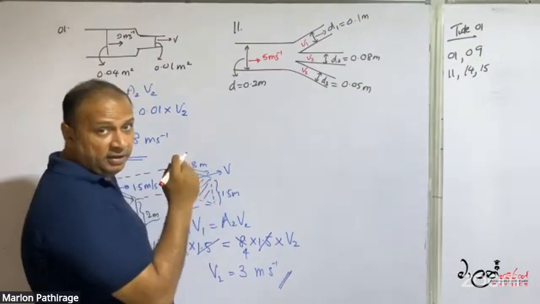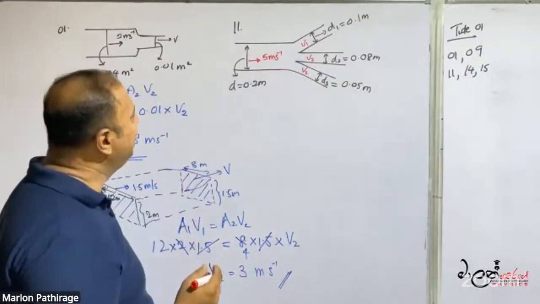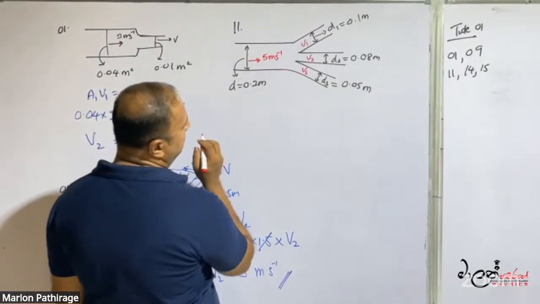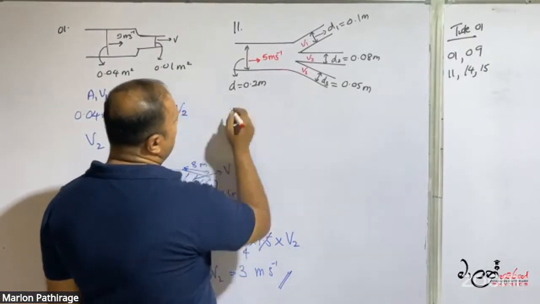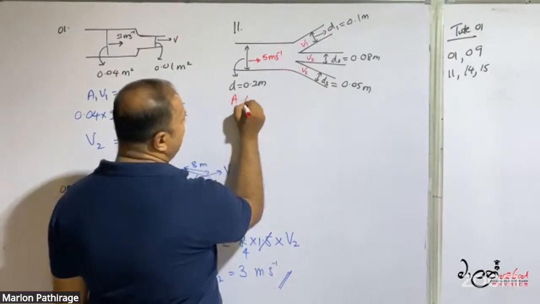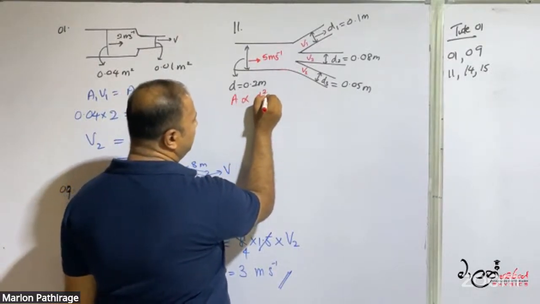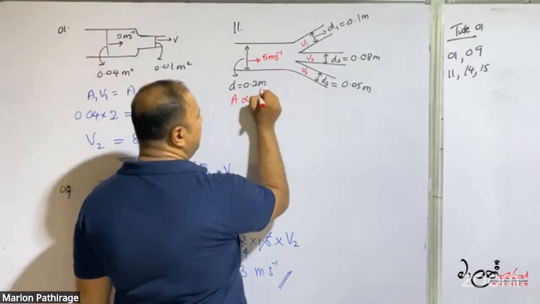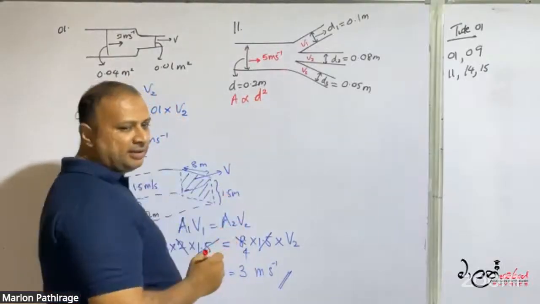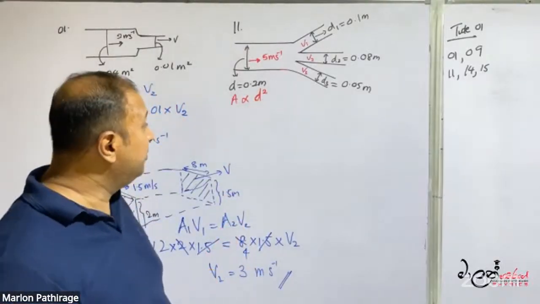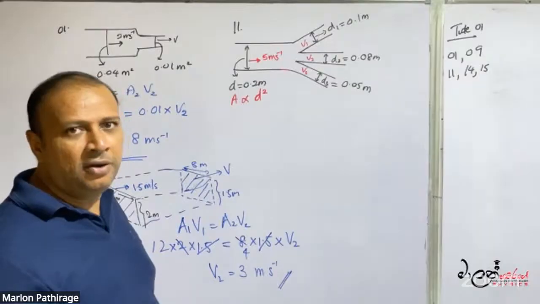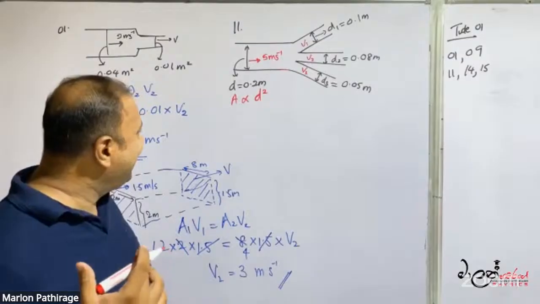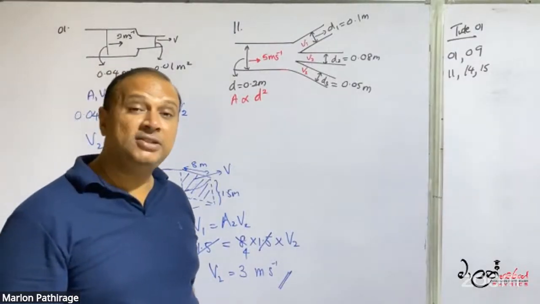According to the equation of continuity, area is directly proportional to d square, versus pi r square. Therefore, area is directly proportional to d square. Correct. Therefore, instead of A, I can use d square.